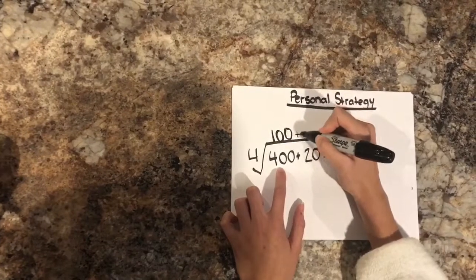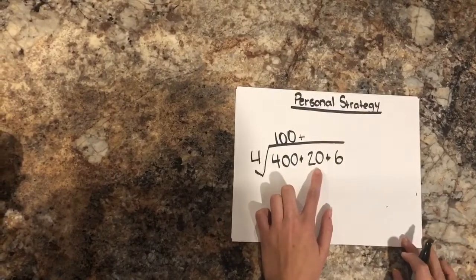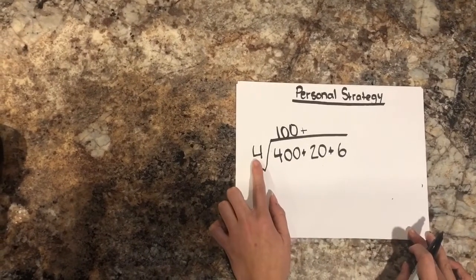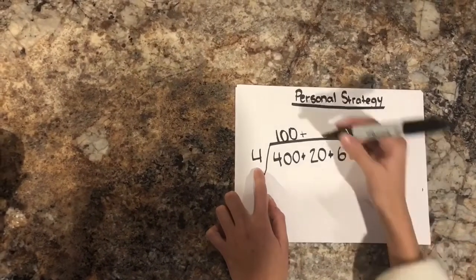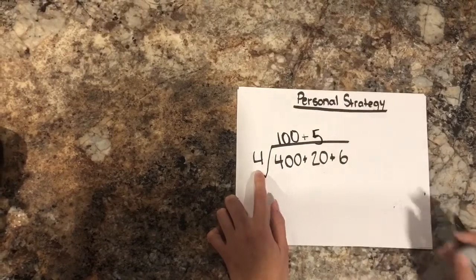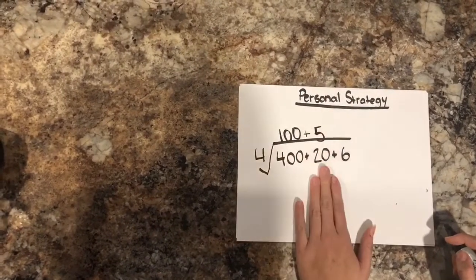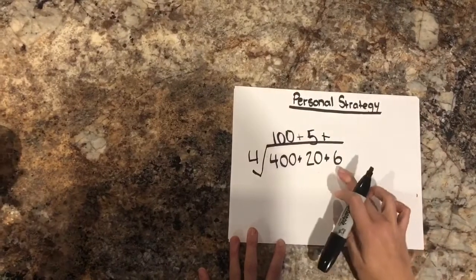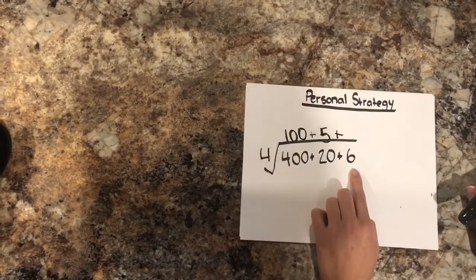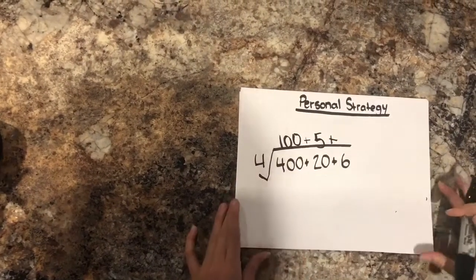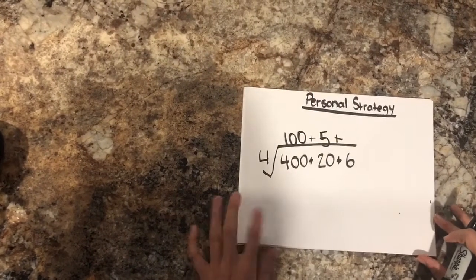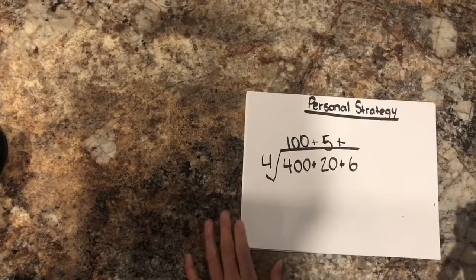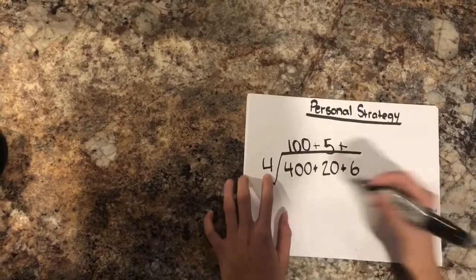So now I'm going to move on to my 20. If 20 was split evenly into 4 groups, I know that that would leave me with 5 in each group, because 4 times 5 equals 20. So moving on to our 6. If I was trying to divide 6 equally into 4 groups, I know that it would leave me with 1 in each group, and I would have 2 remaining. So it could only go in once.